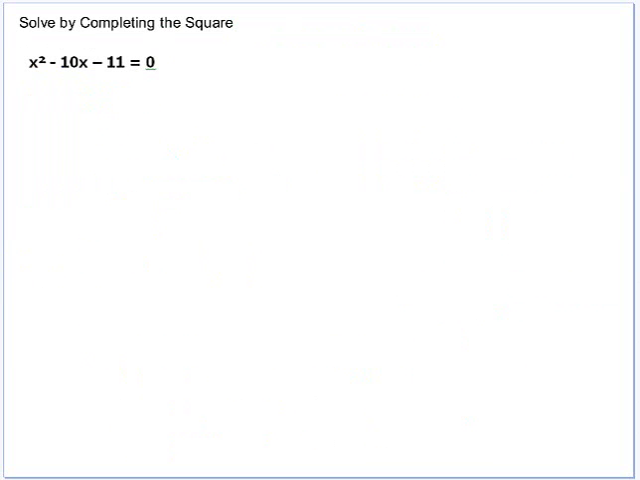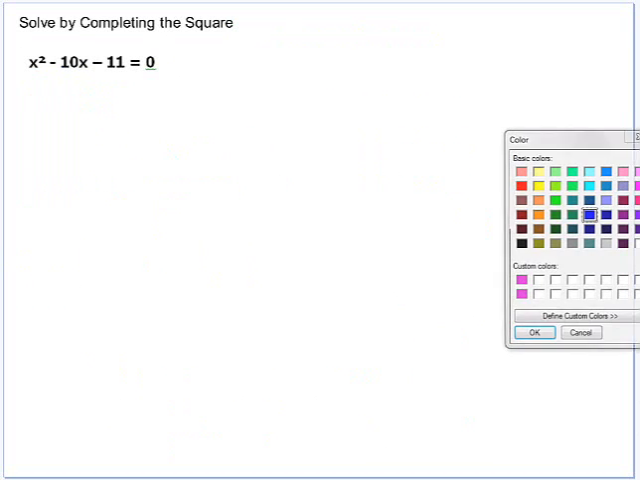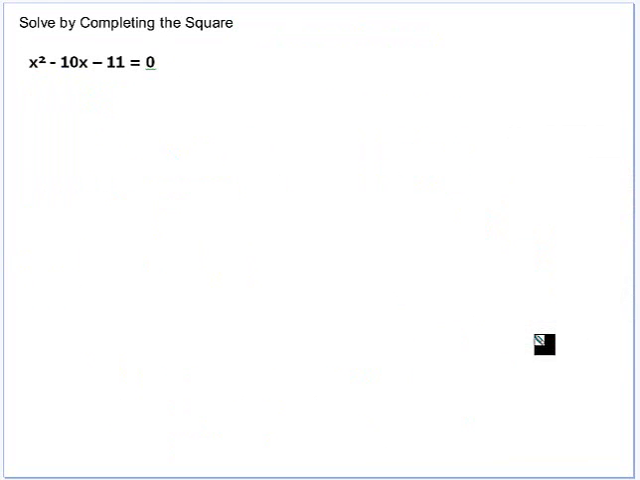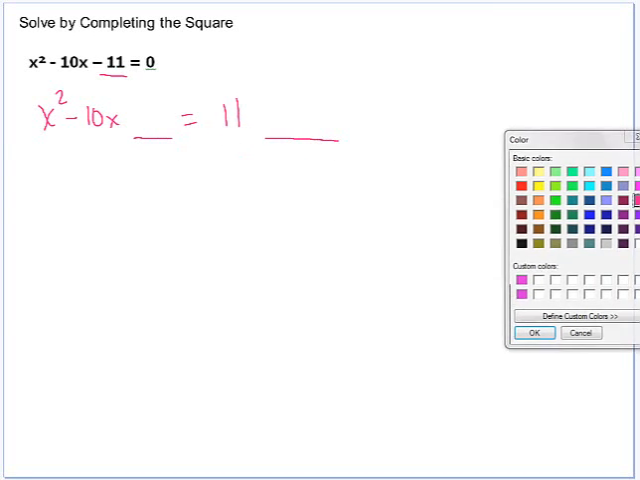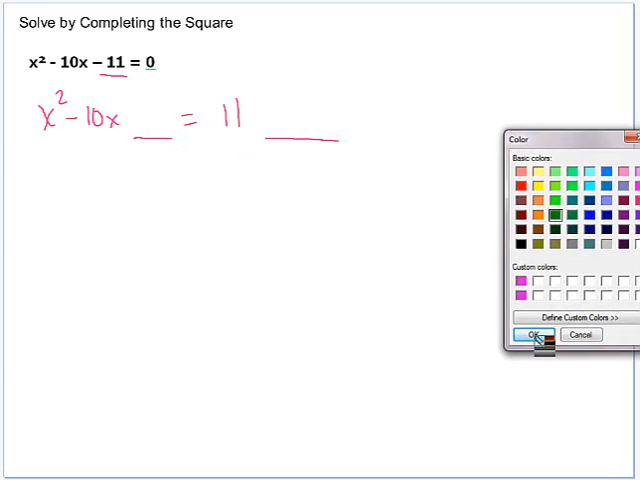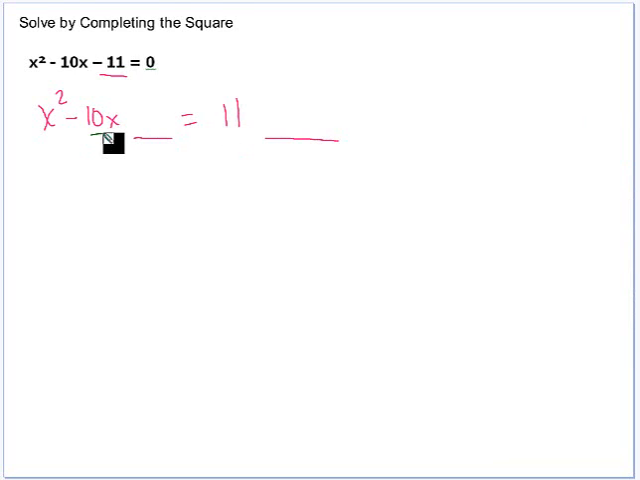So next up, we're going to solve by completing the square. To complete the square, you're going to keep your x squared and your x on one side of the equation. And then any of your other values you add over here. So here we'll have x squared minus 10x is equal to 11. Now we have to figure out what we have to add on that will complete this square. So we take the 10, we divide it by 2 to get 5, and then we square it. 5 squared is 25. We're going to add 25 to both sides.